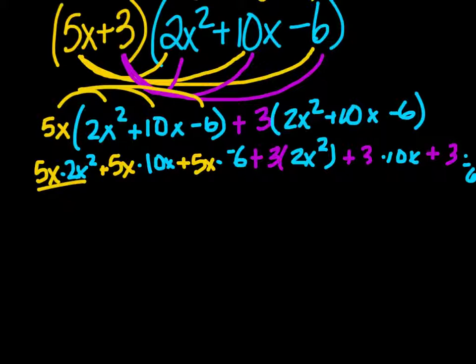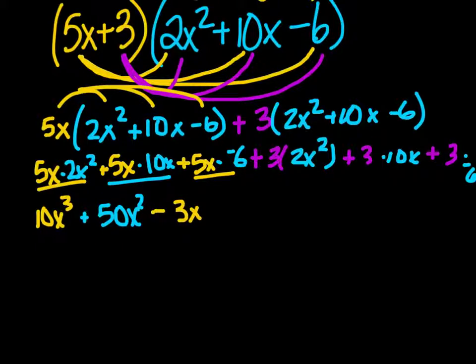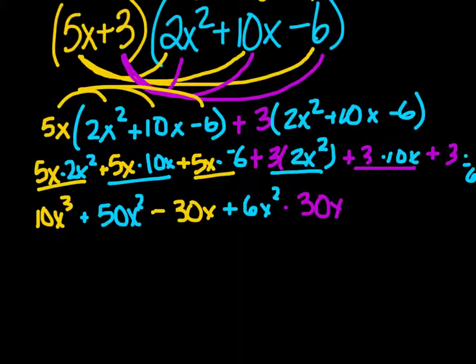All right, now let's do the math. 5x times 2x squared, that is 10x to the third. Then we have 5x times 10x, which is 50x squared. And then 5x times a negative 6, which is negative 30x. Oops, that's not a 30, that's a 3. Negative 30x. And then we have 3 times 2x squared, which is 6x squared. And then we have 3 times 10x, which is 30x. And then last but not least, we have 3 times a negative 6, which is negative 18.